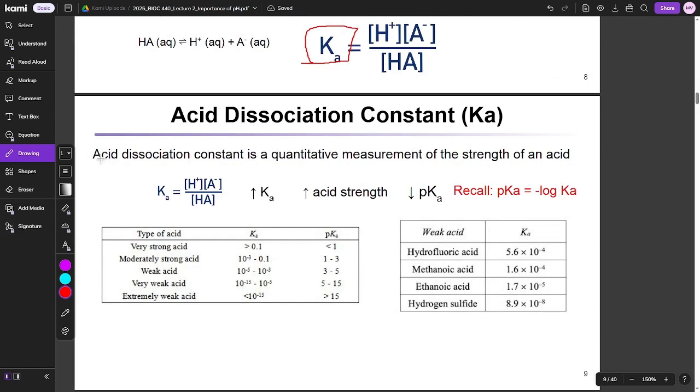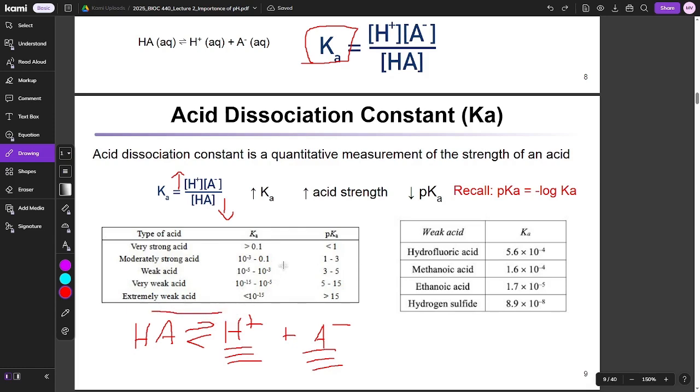Anyways, for the acid dissociation constant, a higher Ka means that this must be really high here and this must be lower, which means that we're getting a lot more of our dissociated product. Remember that HA is H plus and A minus. So if we have a lot of this top stuff, it means that we have a lot of this and this, which means that this reaction is proceeding this way a lot more.